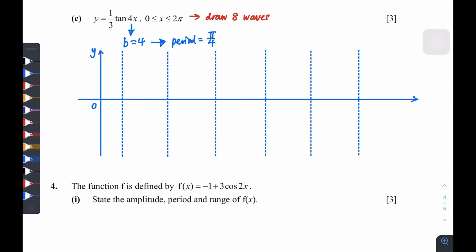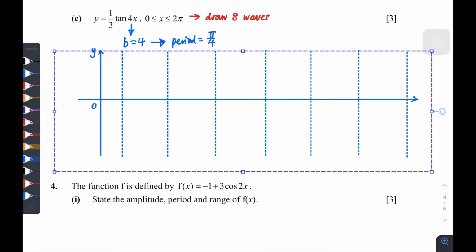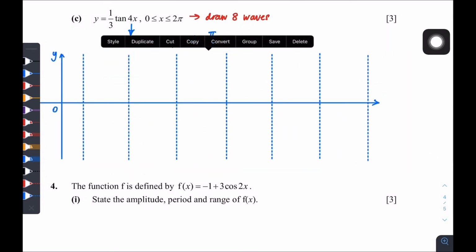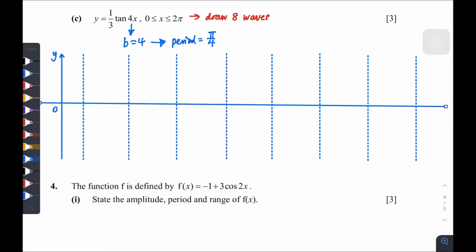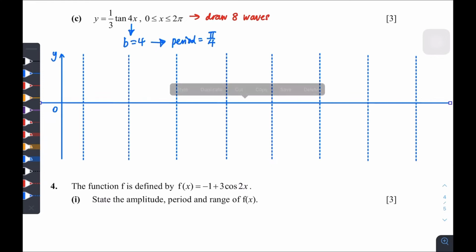So 1, 2, 3, 4, 5. Okay, I think I need 2 more. Like this. This one really is going to... Okay, 1, 2, 3, 4, 5, 6. I need 2 more waves here. You see, this one really takes a lot of space. Two more waves. Holy cow. So let me add in 2 more, 1 more and a half there. Okay. So this is going to take a very long while, so just bear with me.